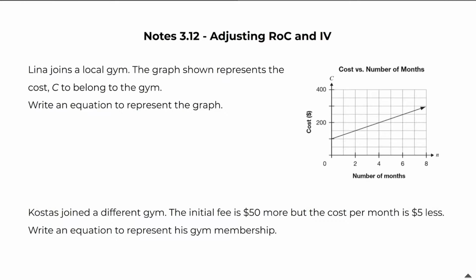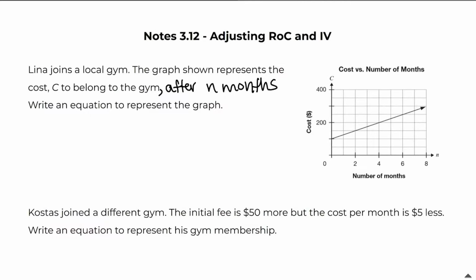Everyone, notes 3.12 are on adjusting the rate of change and the initial value. So in our first example, it tells us that Lena joins a local gym. The graph shown represents the cost C to belong to the gym after n months.